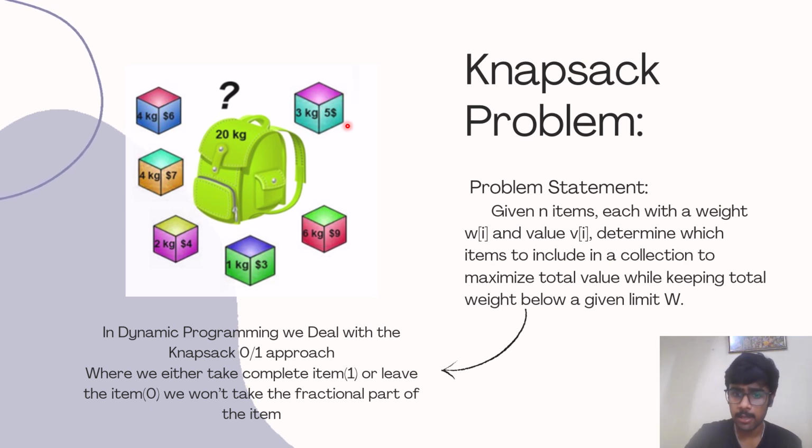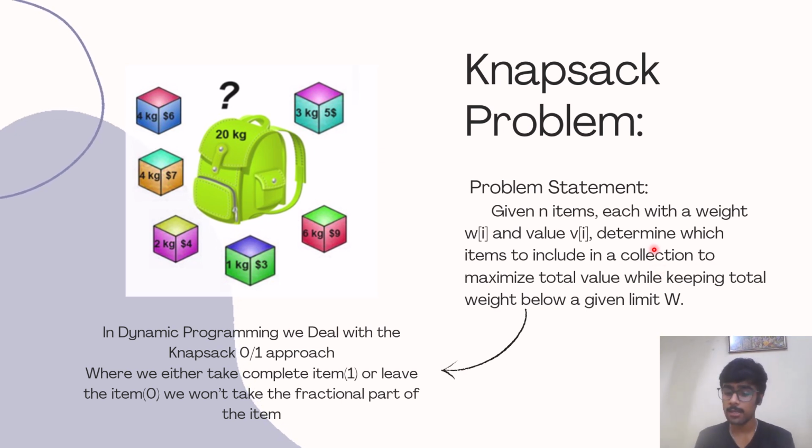If we see the problem statement, given there are n items, a house can contain n items, each with a weight W. Each of them contains a weight of their own, suppose here 3 kgs, 6 kgs, 1 kg, 2 kg. And each of them contains their own value, that is the profit or the cost with which the owner has bought it. Now we need to determine the items to include in the bag so that it does not exceed the weight of the bag and I get the maximum profit. Now we understood what a knapsack problem is.